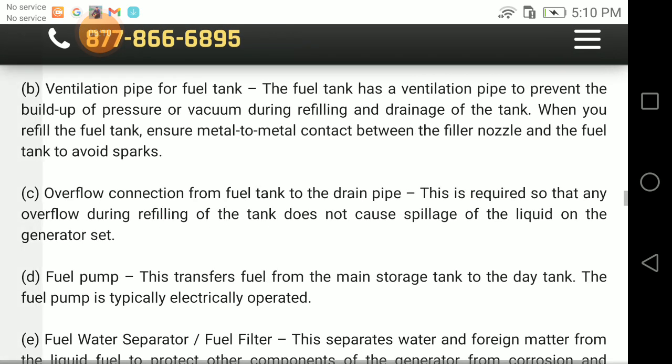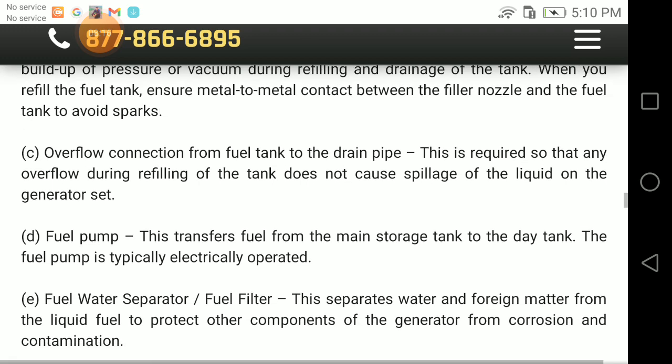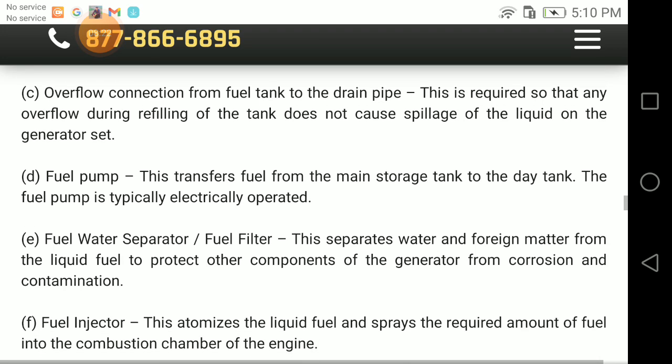Overflow connection from the fuel tank to the drain pipe. This is required so that any overflow during refilling of the tank does not cause spillage of the liquid on the generator set.